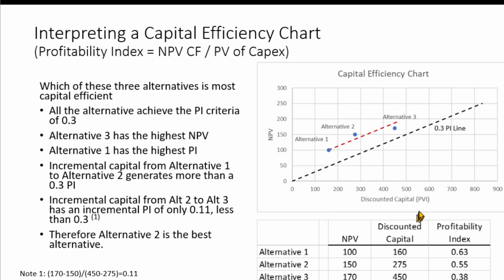So then you plot this cross plot of NPV versus discounted capital. And let's assume there are three alternatives: alternative 1, alternative 2, and alternative 3. These may be really discrete alternatives, or these could be expansions of the project. And what you're seeing here is the incremental capital discounted for each one of these projects and the incremental capital that you can get.